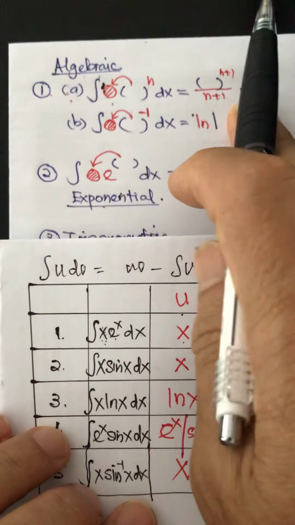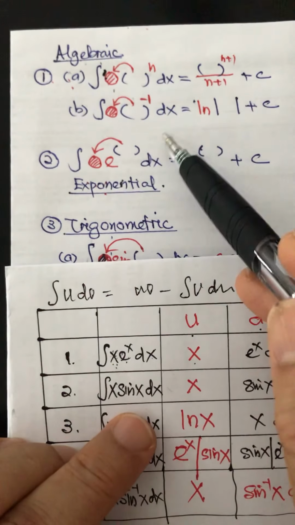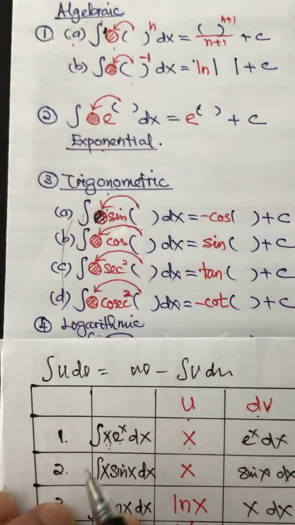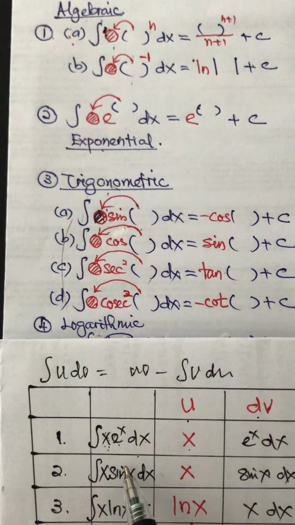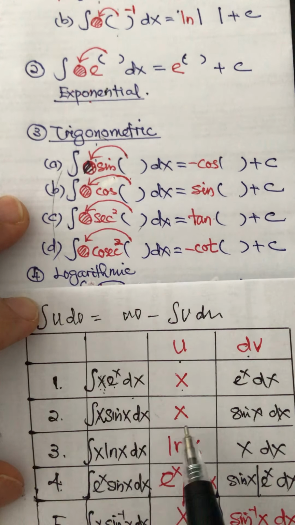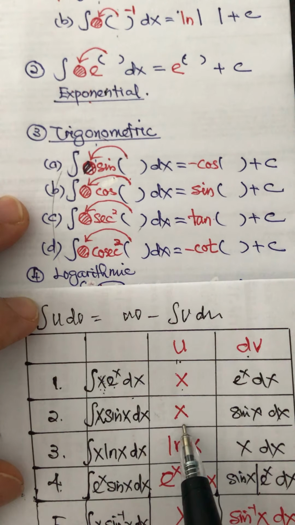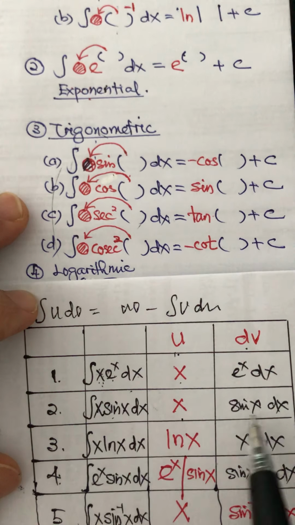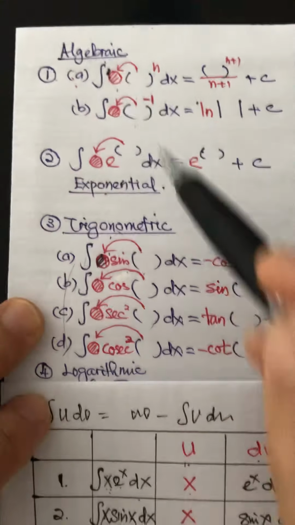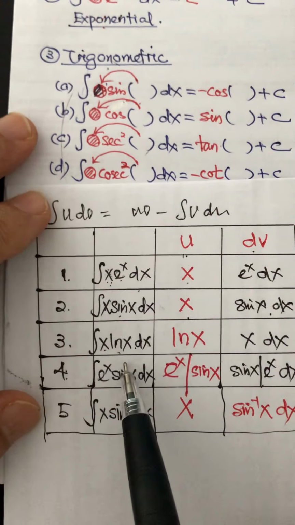Okay, second one is the algebraic and trigonometric. Trigonometric means involve all of these, but I give you this sign, that means involve all. So if algebraic and trigonometric, then the u is still the x. Okay, then the dv will be the others. When you have x ln x, that is algebraic and ln, you remember this is the different case.